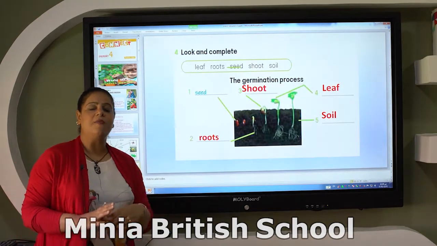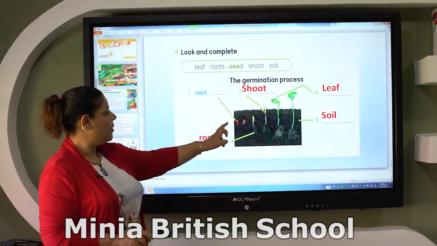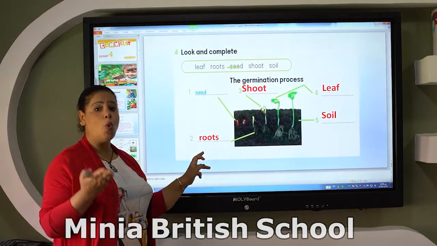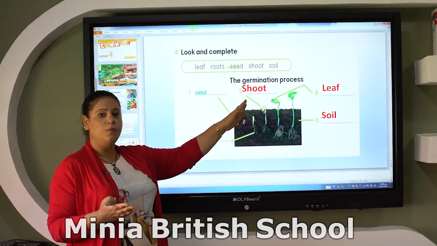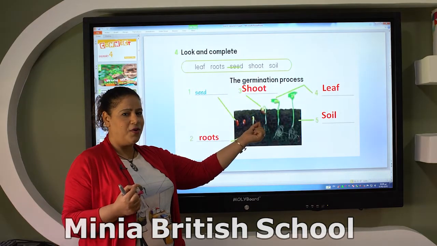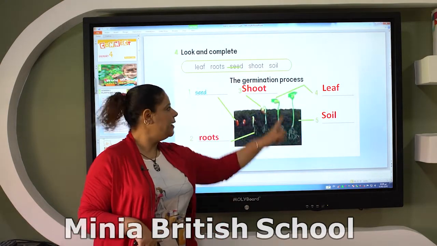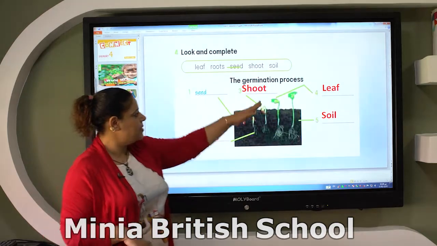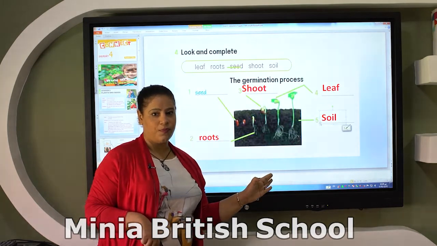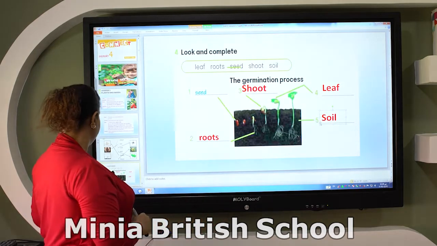If we are going to focus on germination process, you can see what we have here. We have number 1, seed. Number 2, roots. I said this is the part of the plant that grows under the soil. 3, shoot. This is the first part that appears above the soil. 4, leaf. Can you see it? Yes. And soil, this is the place where we can put seeds to grow. This is called germination process. Okay, let's see what else.